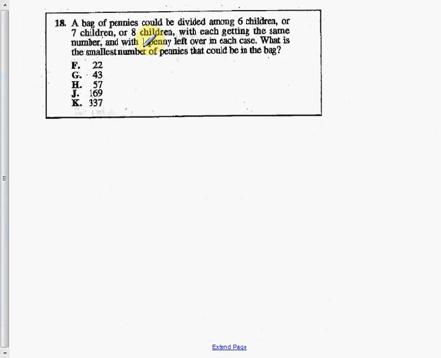The trick is this. All they're asking for is to find the least common multiple, then it says plus 1. Right? It says with each getting the same number and with 1 penny left over, right? So find the least common multiple, add 1 to it, you get the answer. Can you do that real quick? So here the answer is the least common multiple plus 1.